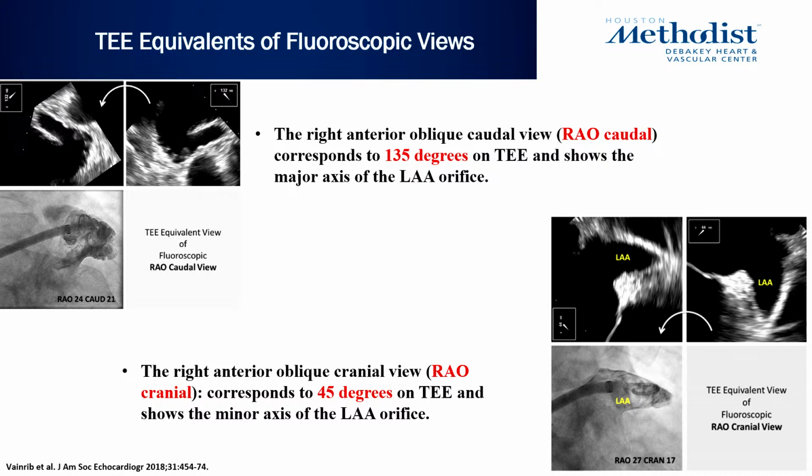For example, this is your RAO caudal view, which corresponds to the 135 degrees on TEE and shows the major axis of the left atrial appendage orifice. By contrast, this is the RAO cranial, which corresponds to your 45 degrees on TEE and shows the minor axis of the left atrial appendage orifice. So you want to be familiar with both the fluoroscopic view and the TEE views.